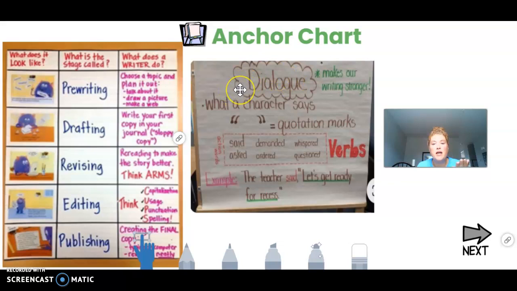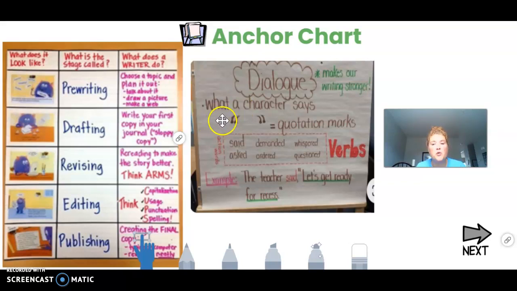So we know that dialogue makes our writing stronger. So what is dialogue? Dialogue is when two or more people are talking to each other, like you and I, if you were talking back to me right now. However, we get to put it on paper and have dialogue in our story.